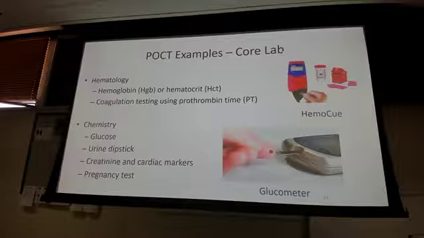So for those that have, get their glucose test done. A lot of times they do that before they take their medications. And then in those point of care tests, you can test glucose, urine, creatinine, cardiac markers, and pregnancy tests. And so pregnancy tests can be done off of the blood or it can be done off of urine.